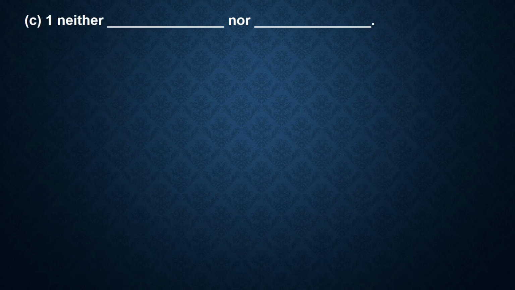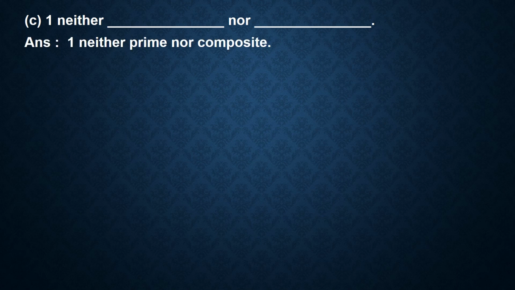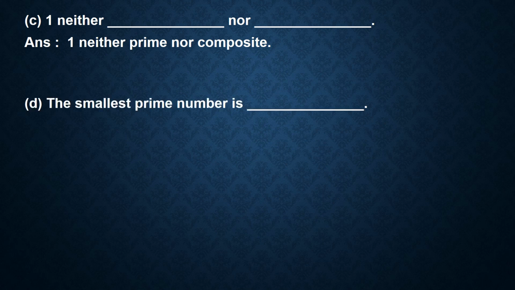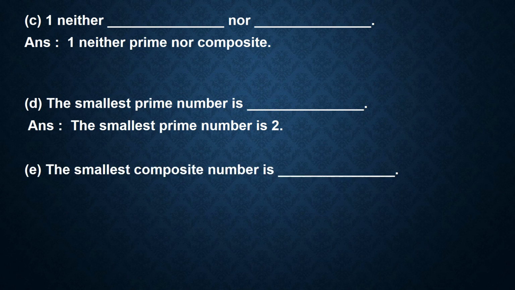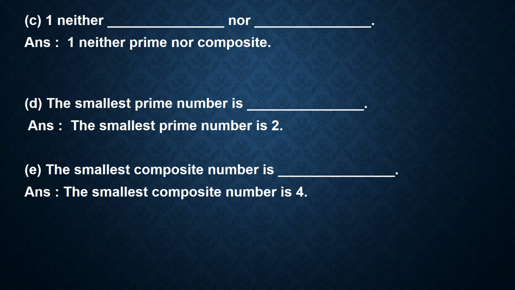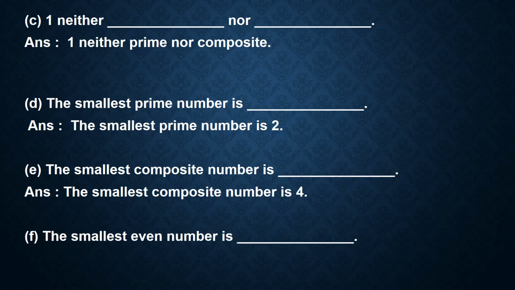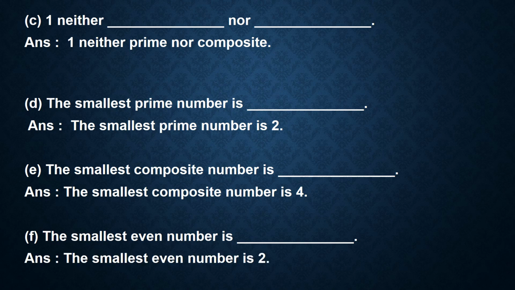Next part is: 1 is neither dash nor dash. 1 is neither prime nor composite. Next part. The smallest prime number is 2. Next part. The smallest composite number is 4. Next part. The smallest even number is 2.